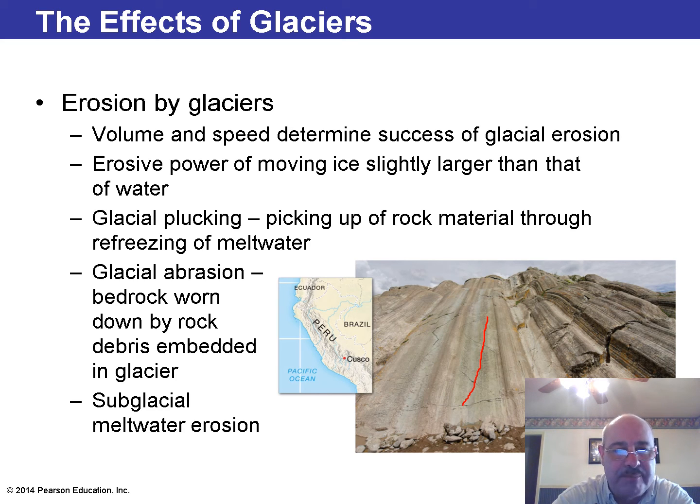Glacial abrasion, bedrock worn down by rock debris embedded in the glacier. Again, just scouring it down. And then we have subglacial meltwater and erosion. So you've got things going on below too, because you put all that ice on top of the ground. We still have a molten core in the earth, so you still get some heat coming up, and the ground is still a little warm underneath. Don't get me wrong, it's frozen, but it's still got some warmth in it compared to the glacier.